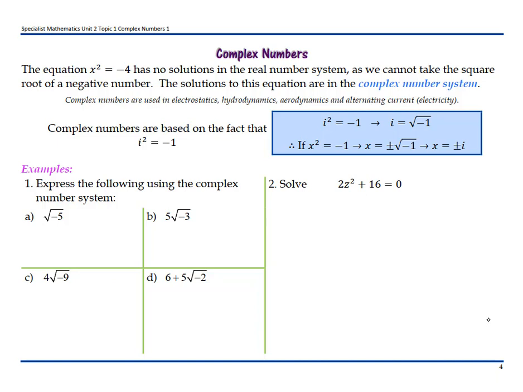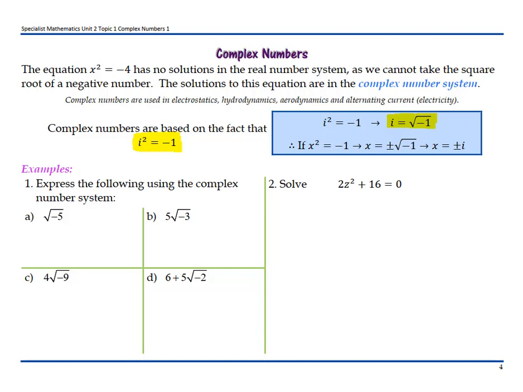Complex numbers are based on the fact that i squared equals -1. So that is our key point. If i squared equals -1, then if we square root both sides, i has to be the square root of -1. So now we can solve these equations, because if x squared equals -1, x has to be plus or minus the square root of -1, or x is equal to plus or minus i. So we can now solve the equations we previously couldn't.